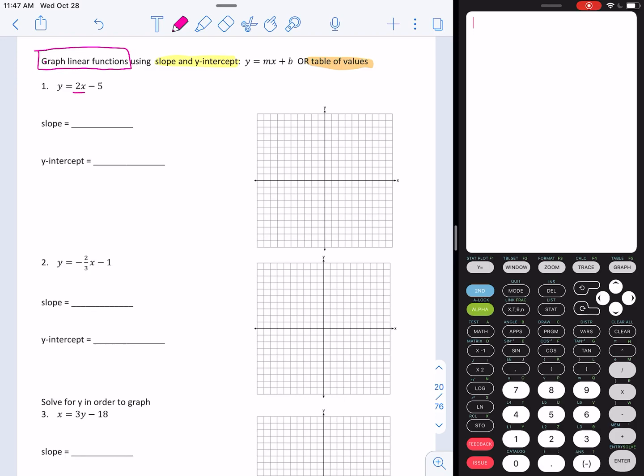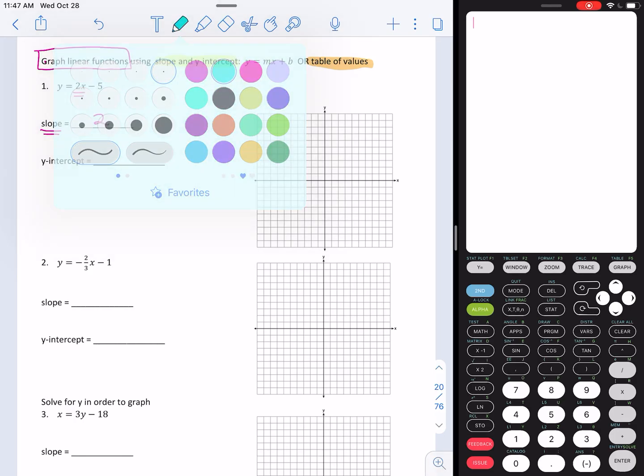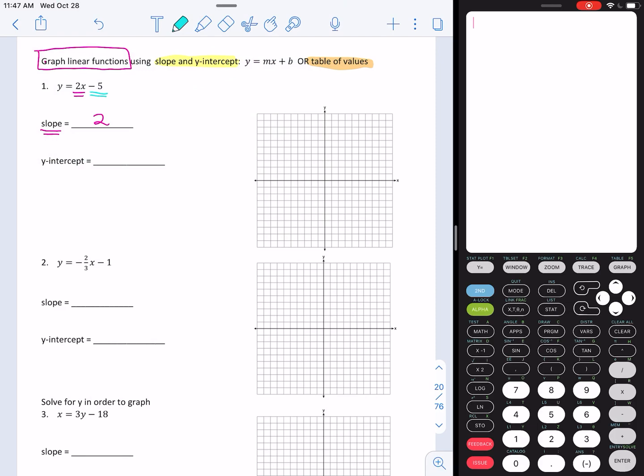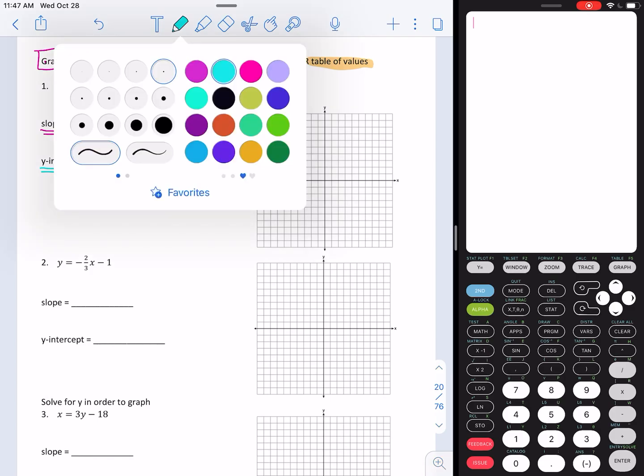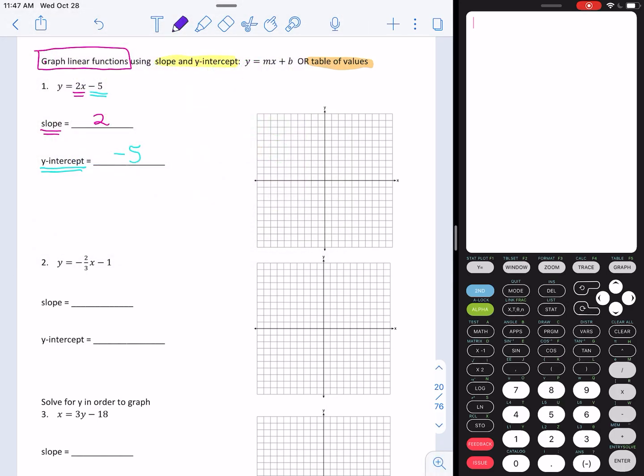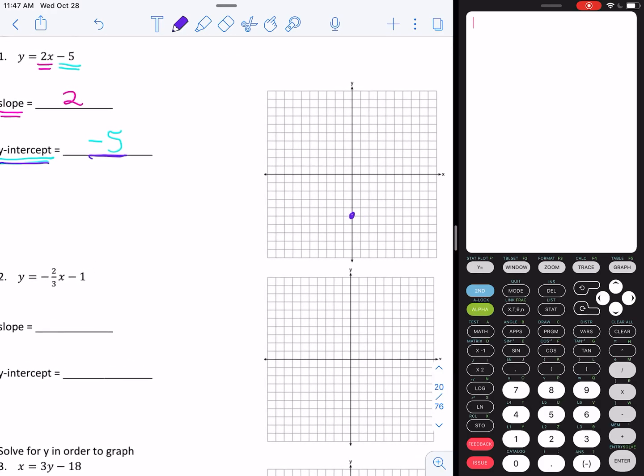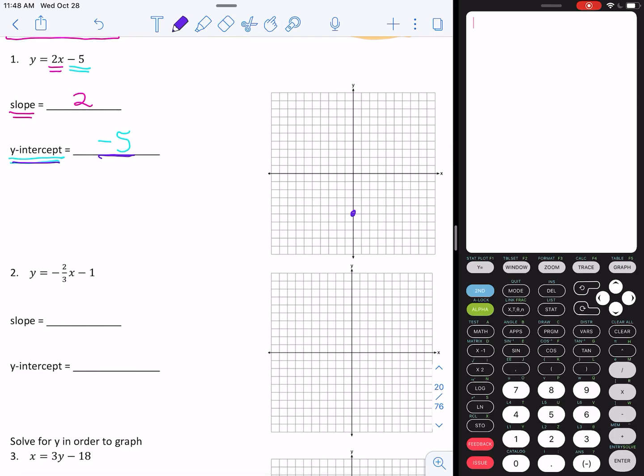Like we talked about earlier in the unit, the number with the x is the rate, which is the slope. And the number that's without the x, the one by itself, is the y-intercept, which would be negative 5. So if you were going to graph this using slope and y-intercept, you would start by putting the negative 5 on the y-axis. So 1, 2, 3, 4, 5, like here, right? Put negative 5 on the y-axis.